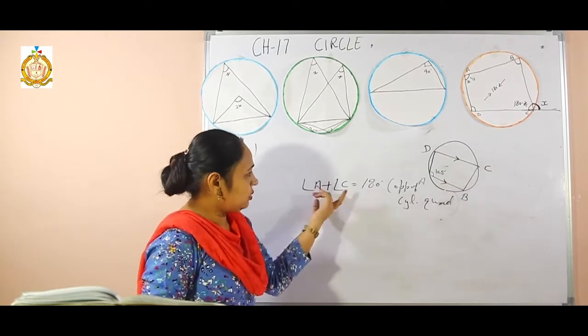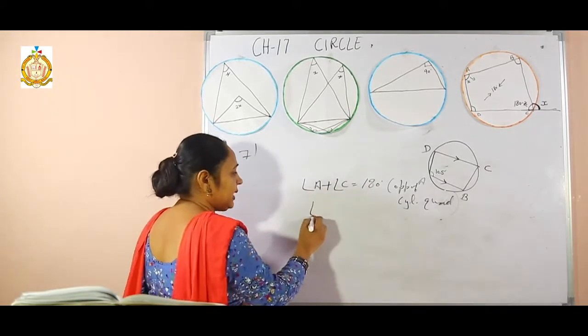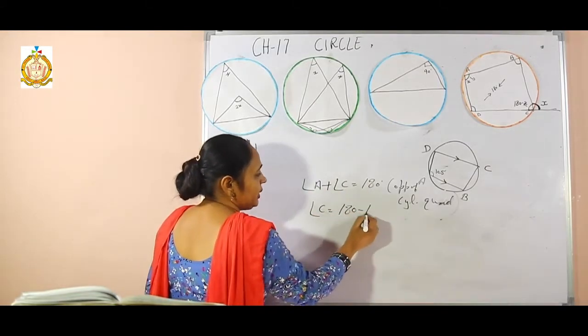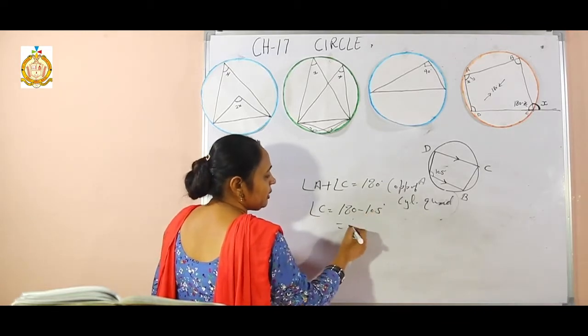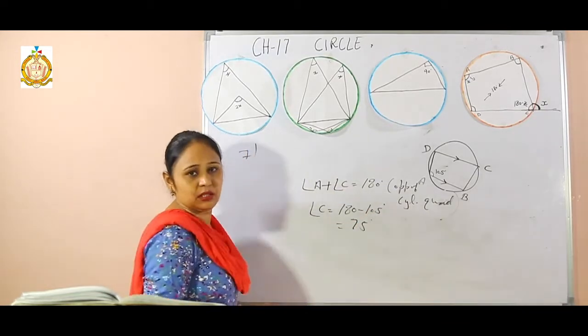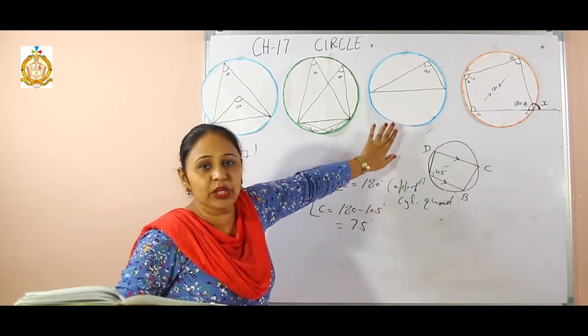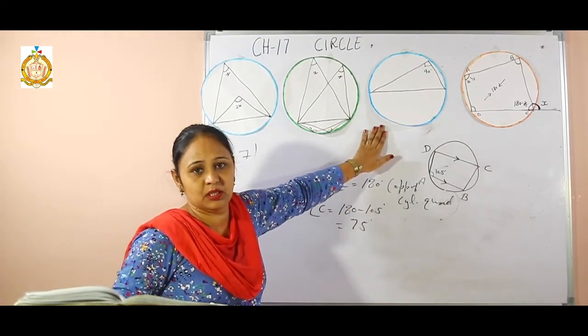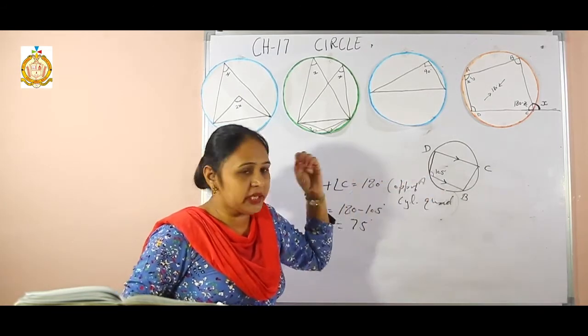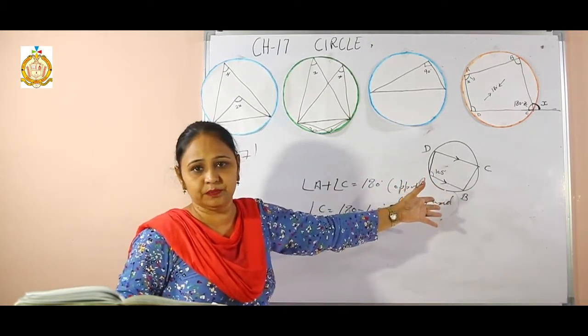Clear? Now, angle A is 105. That means angle C will be 180 minus 105. It becomes 75 degree. So simple. I am repeating, we have to just remember these properties. When we see the figure, we understand which property we have to use here.